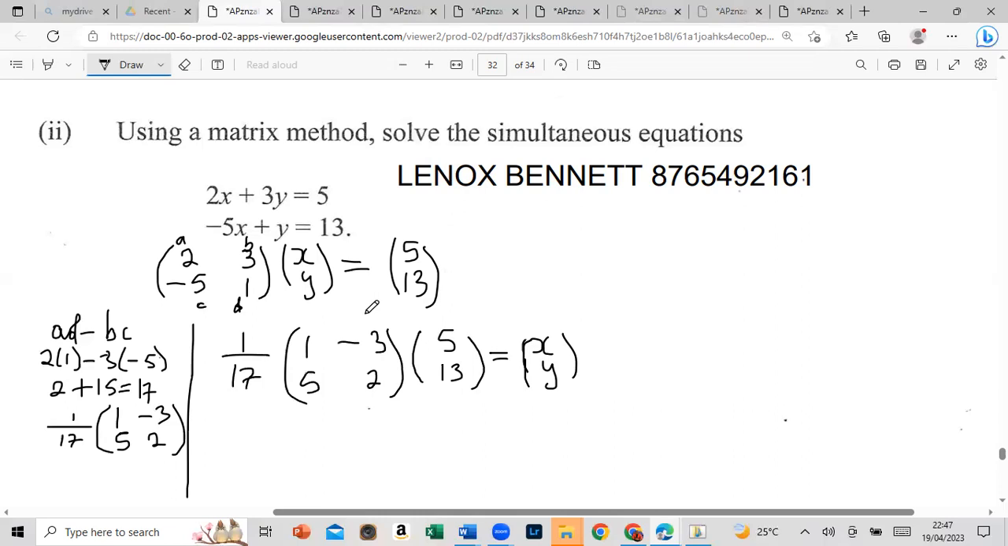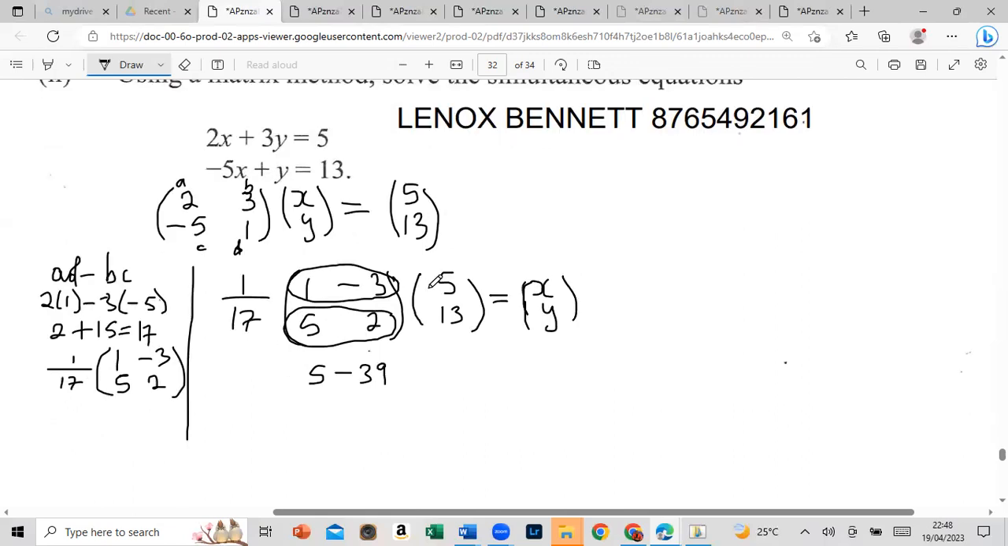Alright, so let's go. We're going to multiply row by column. So we go along a row from left to right. So it's 1 times 5, that's 5. Negative 3 times 13 will give us negative 39. Now we're going to be using 5, 2. So 5 times 5, that is what? 25. Remember, it's row by column. Students tend to mix this up, alright? And then we have 2 times 13, which is 26.